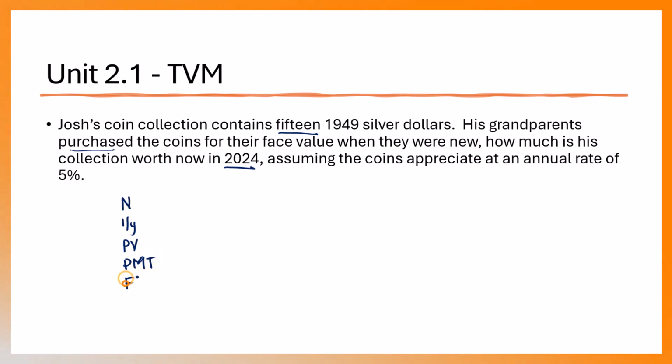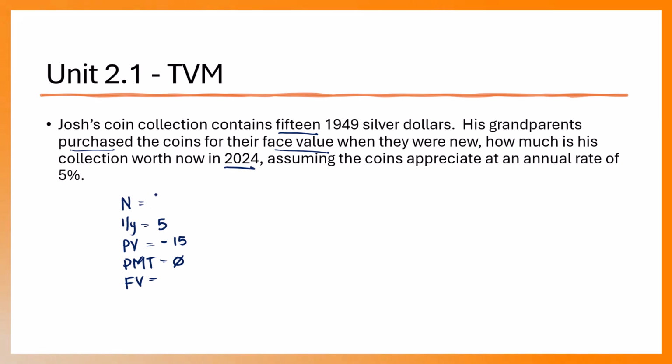I write down my time value of money parameters. This one is a little less straightforward. That's because I have 15 silver dollars. They were purchased at face value. That just means that the present value was exactly $15, $1 per coin. There are no additional coins purchased in this example. The annual rate of return is 5%.